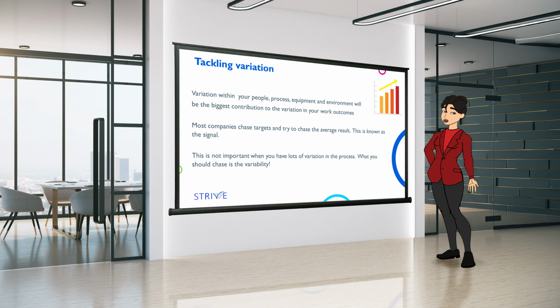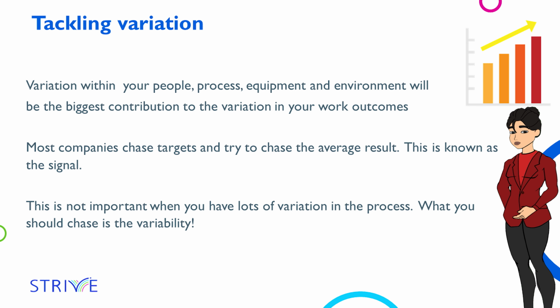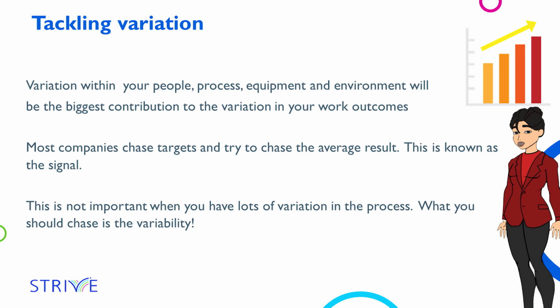So how do we begin to tackle variation in our healthcare services? Most companies chase KPIs and targets, but if we have lots of variation in the process, what we should chase is the variation. If we do this instead, the targets will look after themselves because less variation in the system means more accurate and consistent outputs.